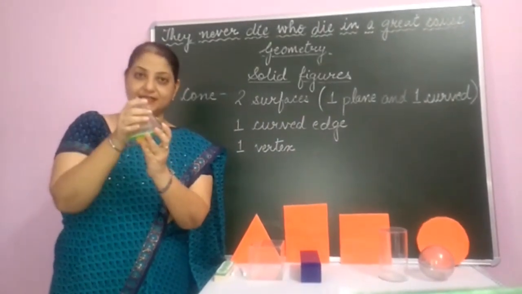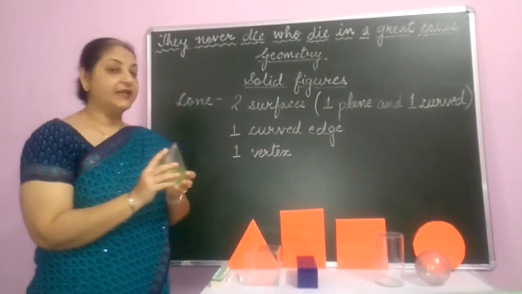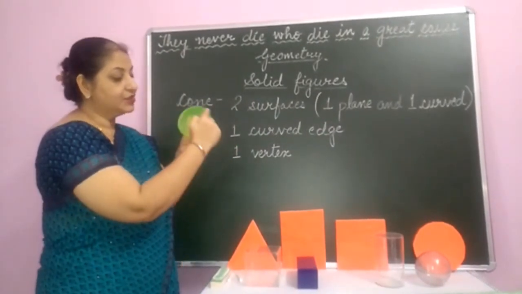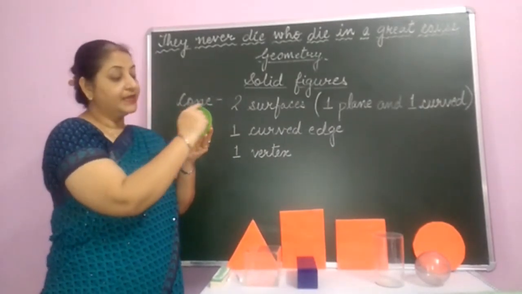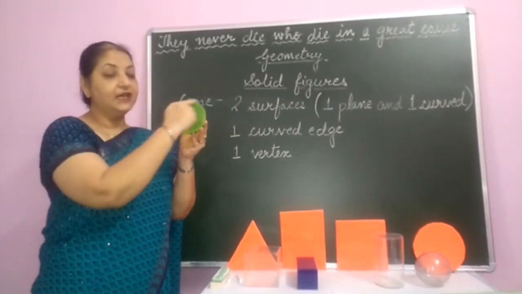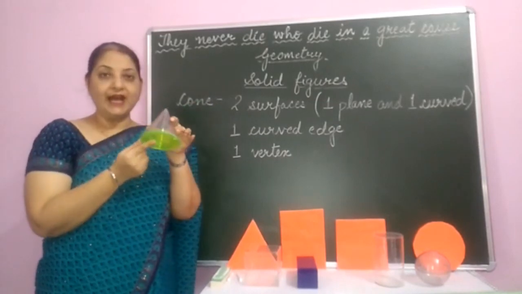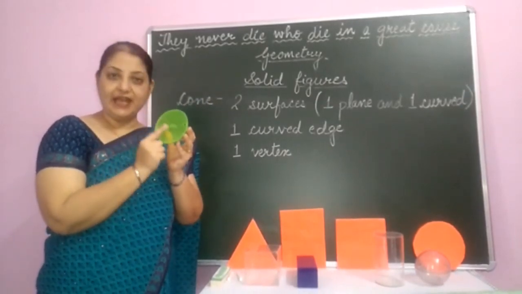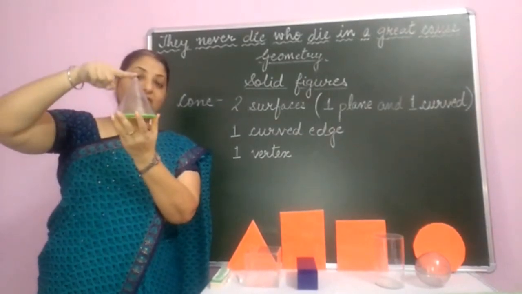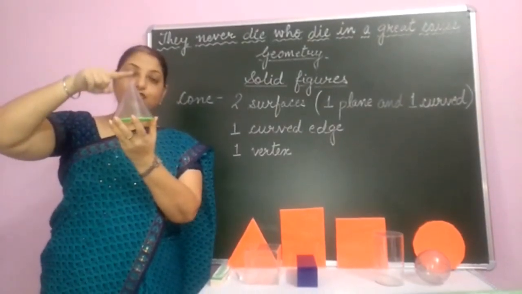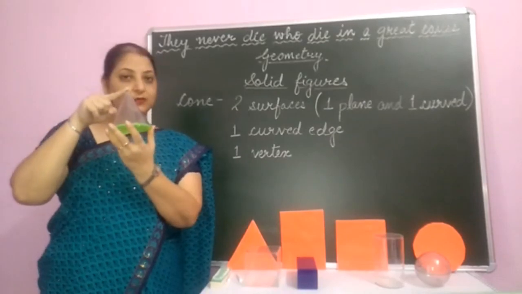This part is curved. Let us talk about its edge. Now, you can see this is the edge because these 2 surfaces are joining here, but it is not a straight edge. It is a curved edge. So, cone has one curved edge, and you can see it has only one corner or vertex. So, cone has only one vertex.